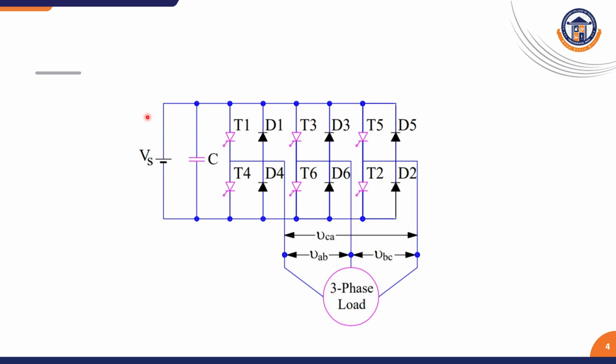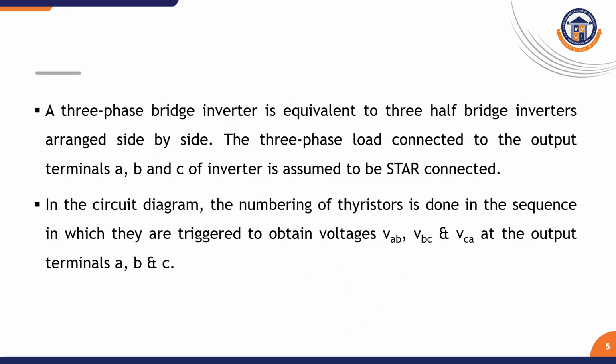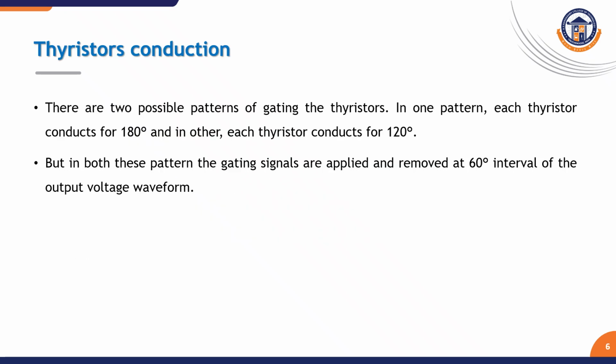And here I am giving the input voltage, which is nothing but DC, and which is connected with the capacitor. So this is nothing but a voltage source inverter. So let's see the working of each device in this circuit. We are considering the load as a star connected load. Here we will be connecting the inverter with a star connected load, and we will be measuring the output voltage waveforms.